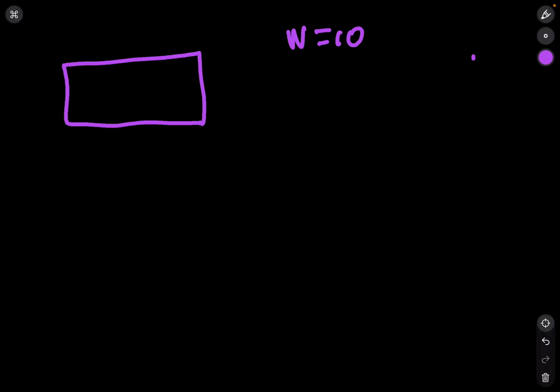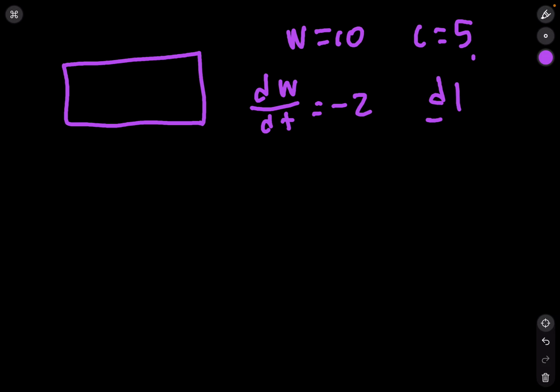So let's say you had a rectangle, and let's say its width was 10 and its length was 5. And let's say the change of the width is -2, for some reason, I have no idea, and the change of the length is equal to, I don't know, 10. Why not? So now with these numbers, let's compute the change of the area.